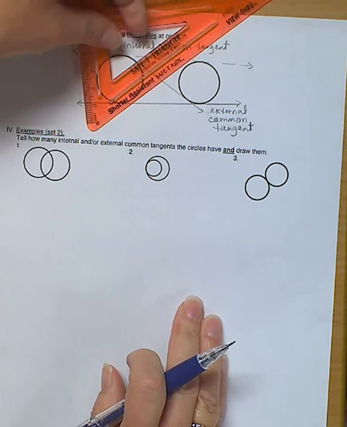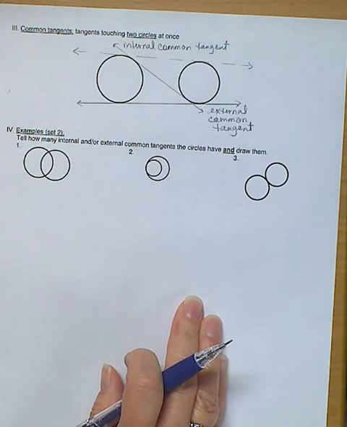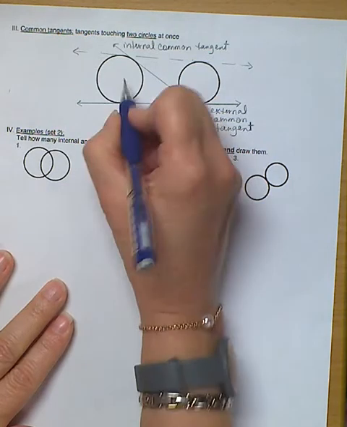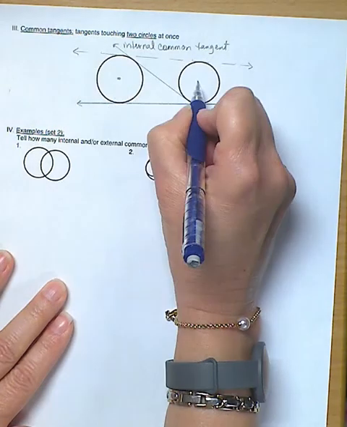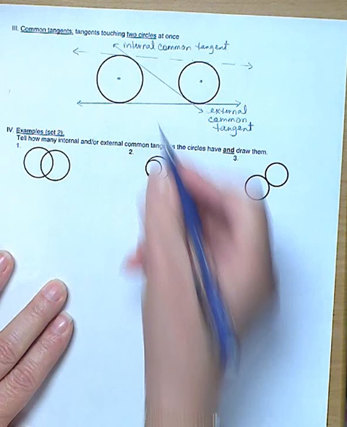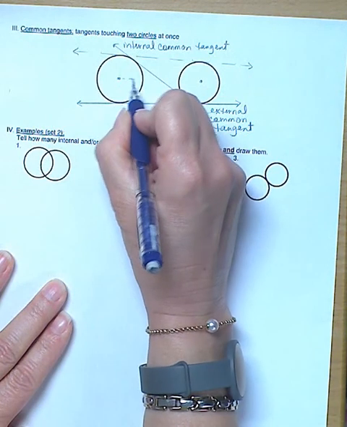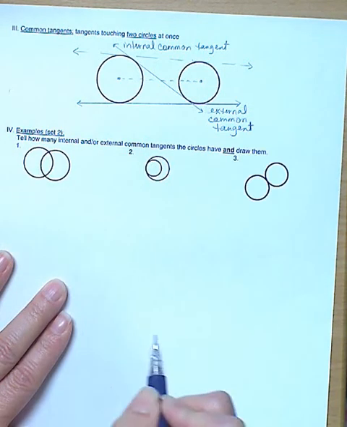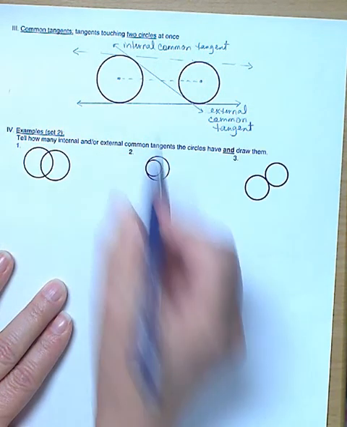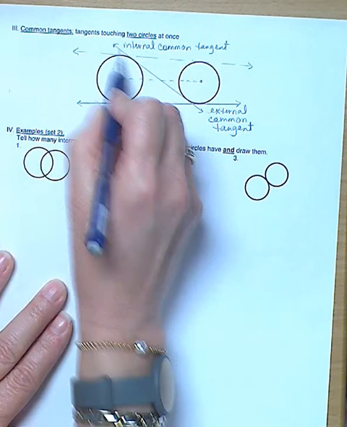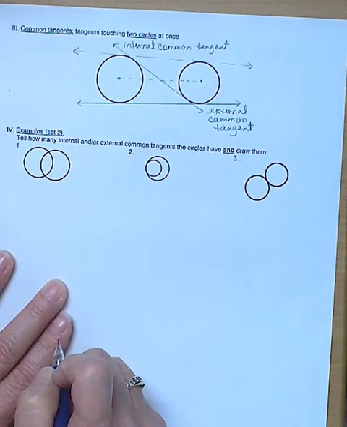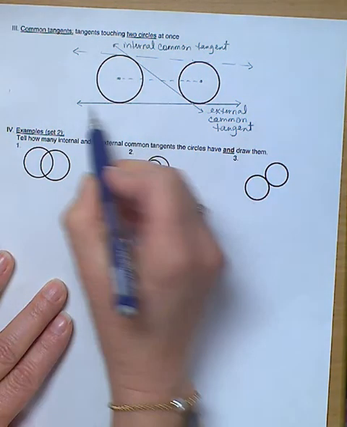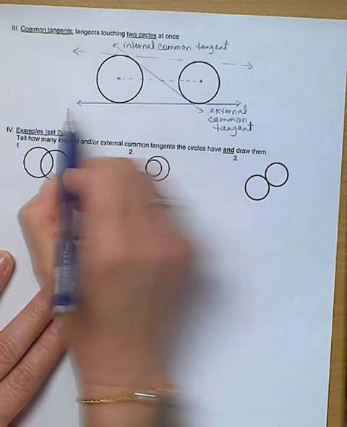Basically, the definition that causes the difference between external and internal is kind of weird, but here it is. If you connect the two centers of the circles and your common tangent crosses that imaginary segment, then it's an internal common tangent. If your common tangent does not cross it, it is a common external tangent.